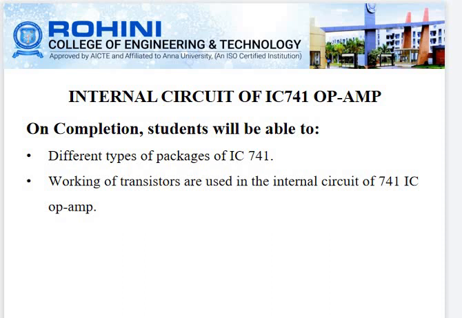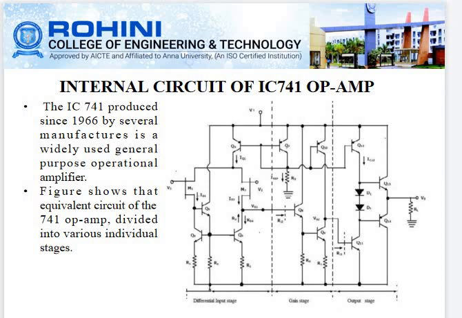the students will be able to describe the different types of packages of IC741, and the working of the transistors used in the internal circuit of IC741 operational amplifier. IC741, produced since 1966 by several manufacturers, is a widely used general purpose operational amplifier. The figure shows the equivalent circuit of IC741 operational amplifier divided into various individual stages.